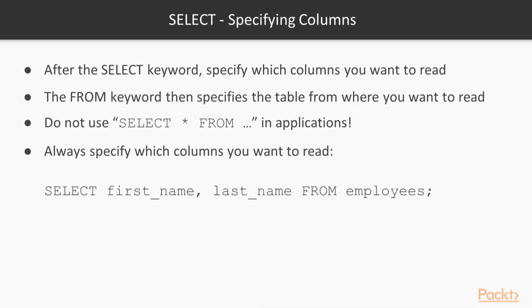When writing queries, always specify which columns you want to receive. It is a bad practice to specify star and select all columns from a table. So, when querying a table, always specify the columns that you want to get. For example, select first name, last name from employees. This query returns all first and last names from the table employees. Specifying the columns we want to have returned is called projection.